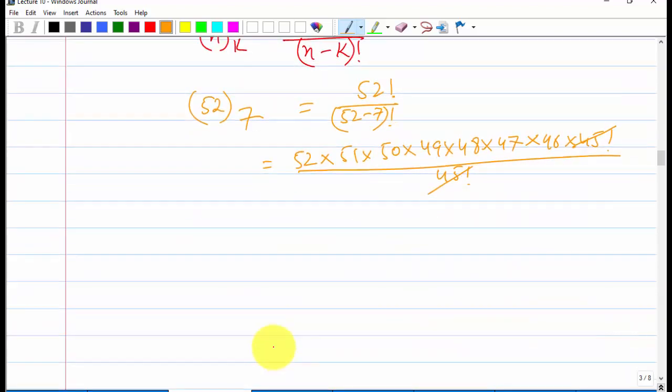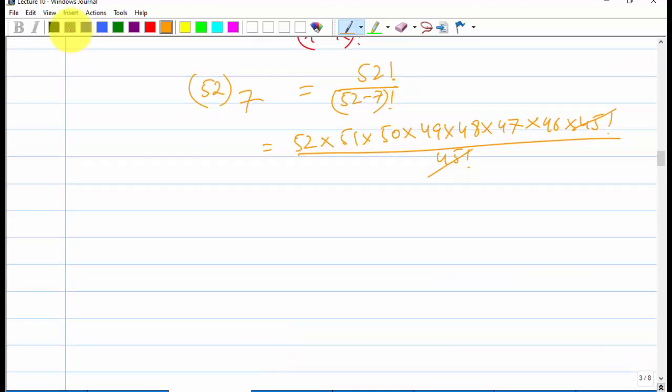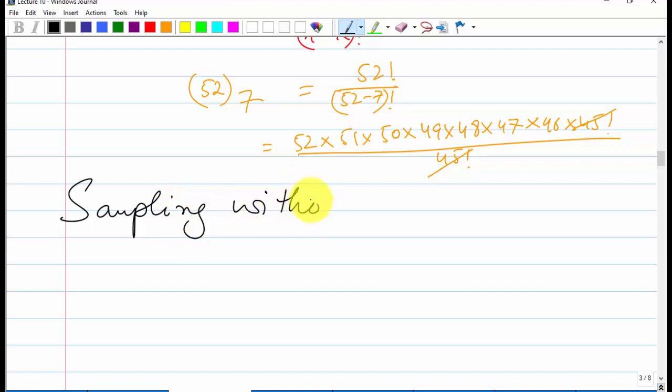Now there is one more step in it, that is sampling without replacement.